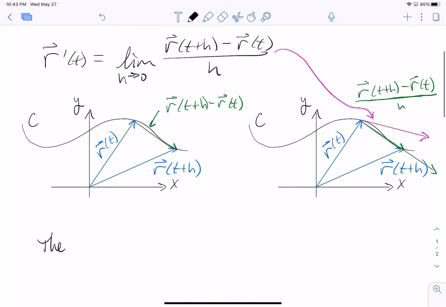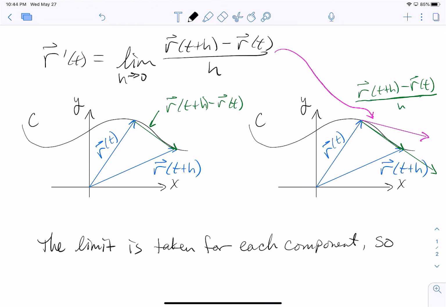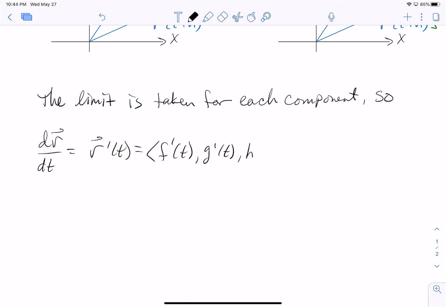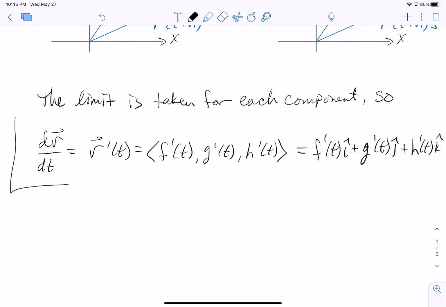So this pink vector here is the derivative vector. As we saw in a previous section, the limit is taken for each component. So we can write it as dr dt, that's d vector r, is equal to r prime of t. And we have f prime of t, g prime of t, h prime of t as a vector, in angle brackets, and also, of course, f prime of t i plus g prime of t j plus h prime of t k. I guess I got tired of all the letters and wrote the same one over and over. I think that's worth putting into a box.